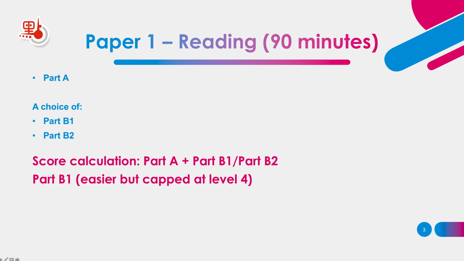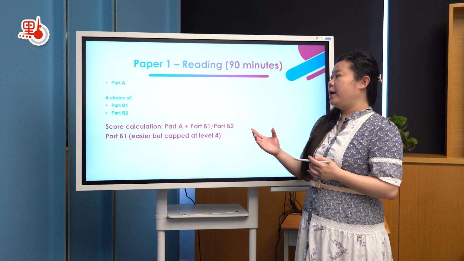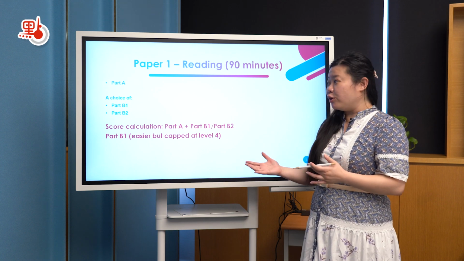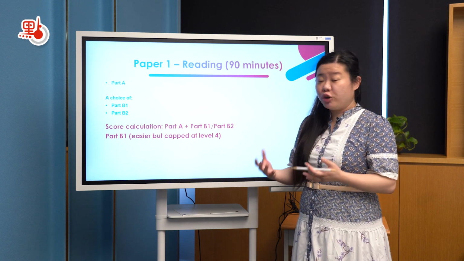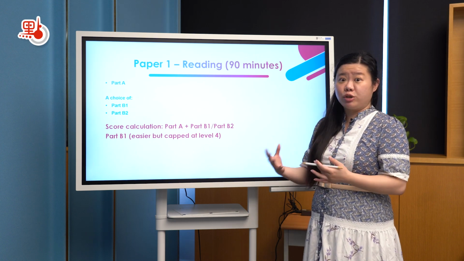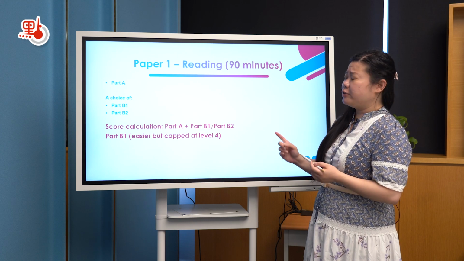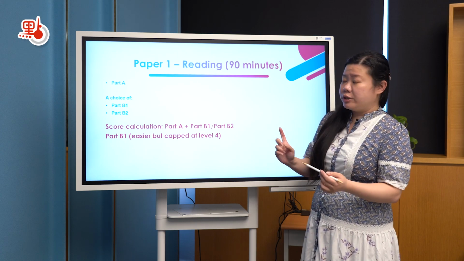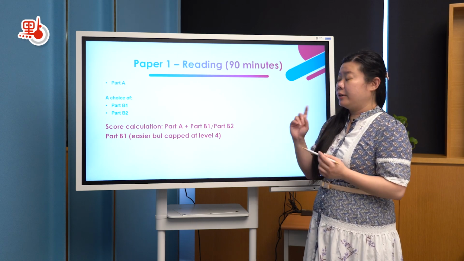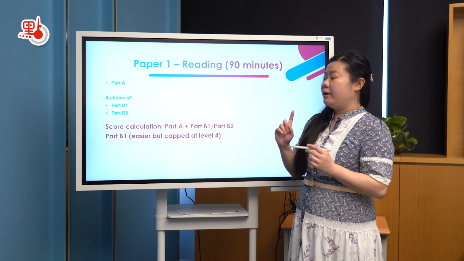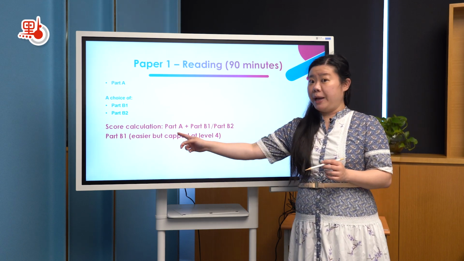So if you chose part B1, which is an easier part, you'll be capped at level 4. But if you chose part B2, then the highest score you can get is 5 double star. But you have to be very careful of which one you choose, first of all. And in my opinion, you should pay a lot of attention to part A.